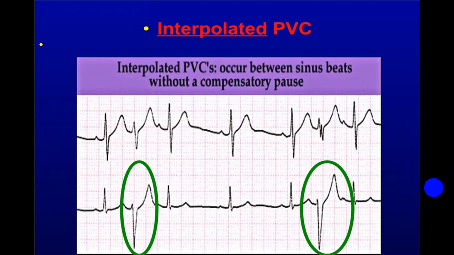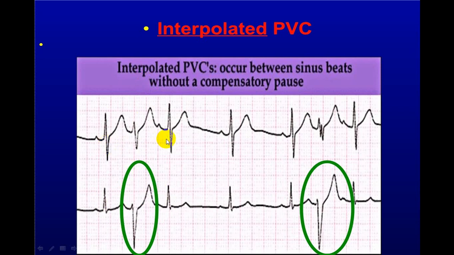Now if you see here, this RR interval, this RR interval, this RR interval and this RR interval is constant. You will be able to see much better here. See this QRS complex. This is broad, there is no P wave, and the T wave is in the opposite direction. So this is a ventricular premature beat. There is no compensatory pause, and as there is no compensatory pause, this RR interval has remained constant. So this is sandwiched in between the two normal sinus beats, and that's why this is called an interpolated ventricular premature beat.